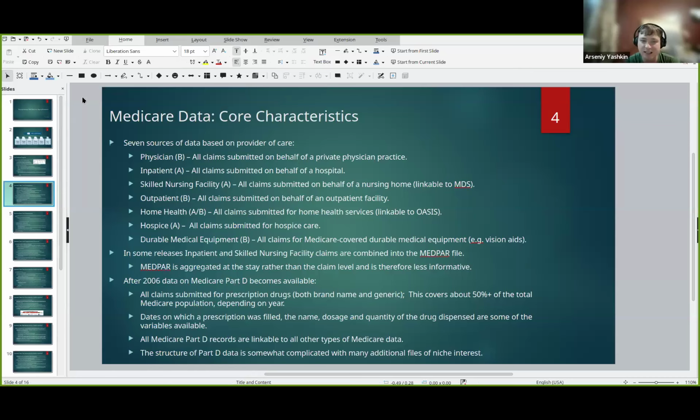Now, in 2006, you also get Medicare Part D prescription drug data. At the very beginning, that's 50% of the population. Nowadays, it's pretty much everyone.